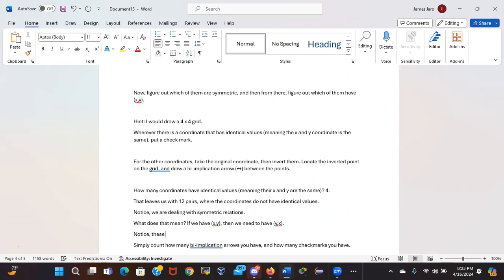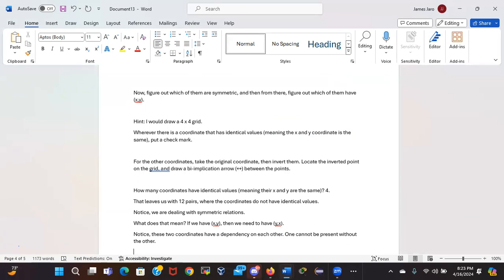I want you to notice something. Notice these two coordinates have a dependency on each other. One cannot be present without the other. Does that make sense? If you decide to have xy, you better have yx. And if you decide to have yx, you gotta have xy. Either both of them are there or they're both not there. Does that make sense?